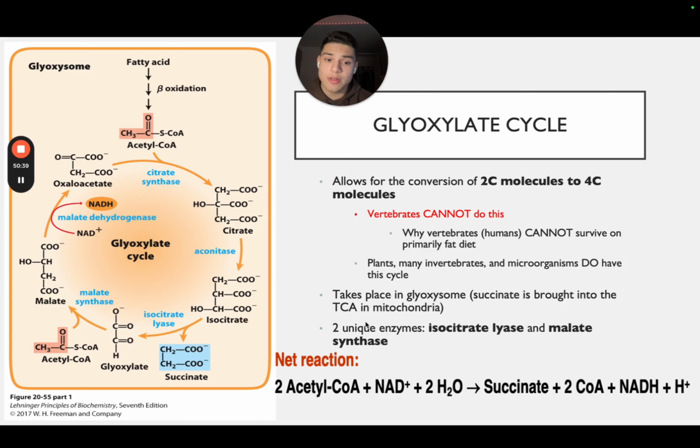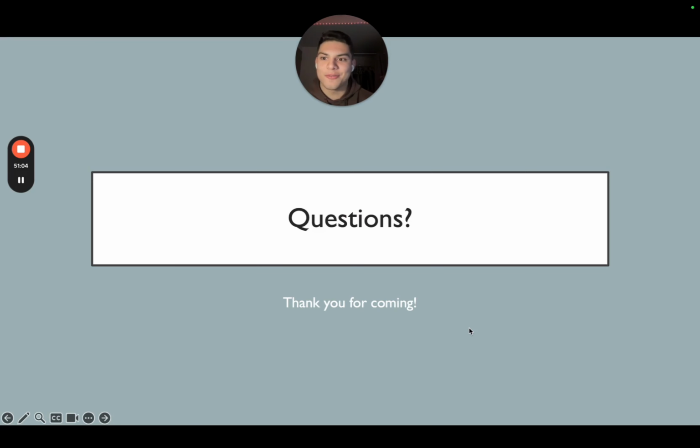And then there are two unique enzymes to this, as I mentioned: isocitrate lyase and malate synthase. It allows us to combine the glyoxylate and acetyl-CoA to form malate. So those are the two that you just need to remember that allow this glyoxylate cycle to occur. And they're two enzymes that we don't have. And this is the net reaction down below. But honestly, if you just memorize this cycle and understand it intuitively, this will come to you easily. And that's all for TCA.